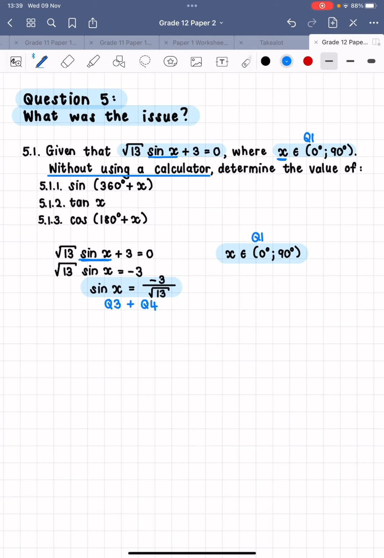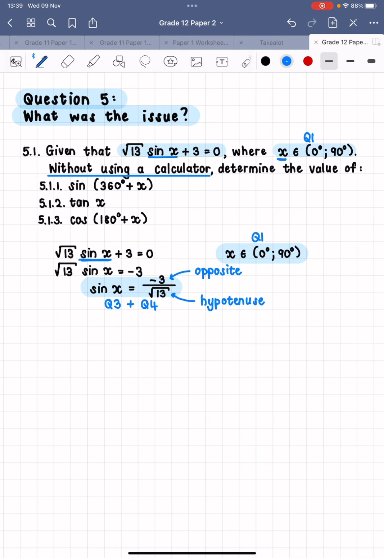This means that if you have that sine x is negative 3 over root 13, the negative 3 is going to be the opposite side. The length of that side is going to be 3, but it has to be negative because of it being either in quadrant 3 or quadrant 4. The root 13 is the hypotenuse. Now, if you know your trig, you will know that on the Cartesian plane, the hypotenuse can never be negative.